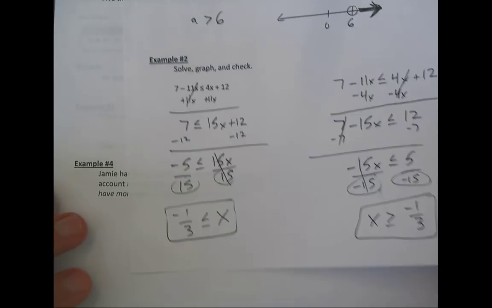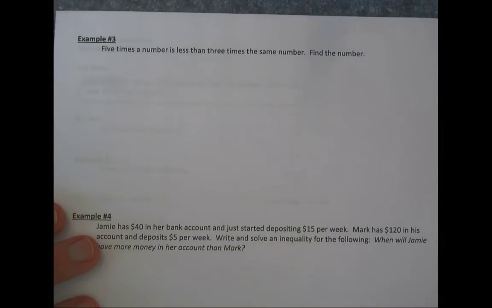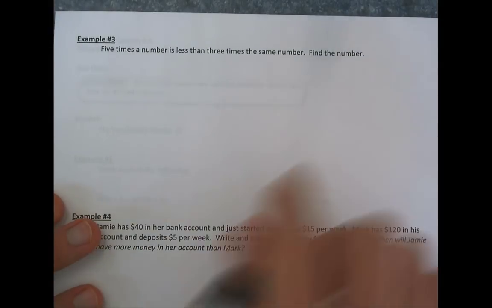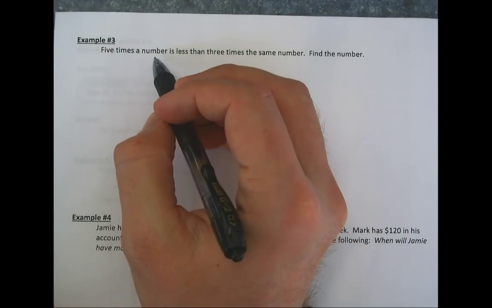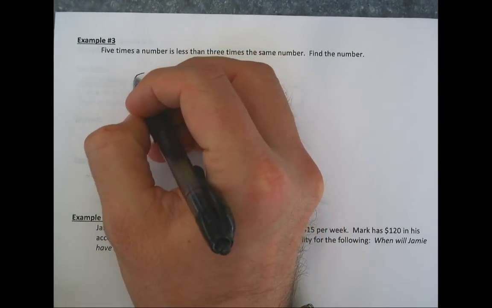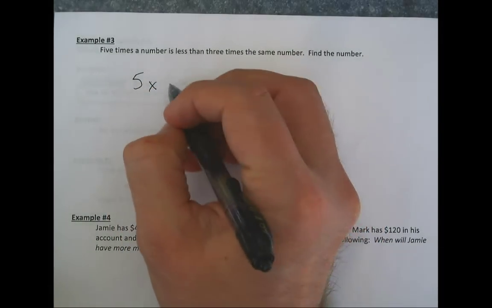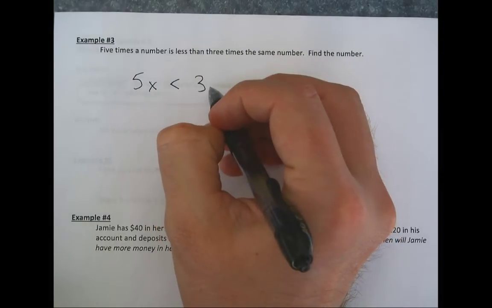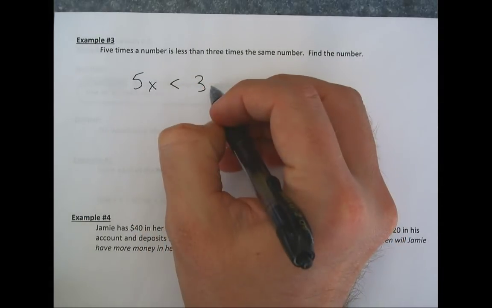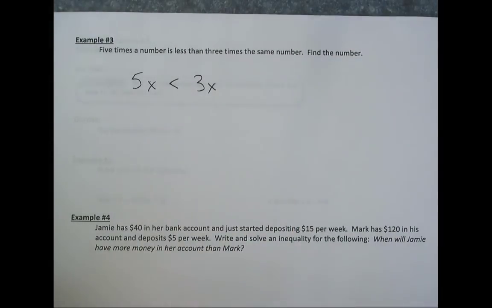All right, so if we move to page 2, now we're going to look at these kind of in a word problem. So we're going to write this out and then see if we can't answer the question. So it says 5 times a number. We don't know the number, so let's call it x. So 5x is less than 3 times the same number. So I got to use the same letter because it's the same number in both spots. Find the number. So all we need to do is solve this.